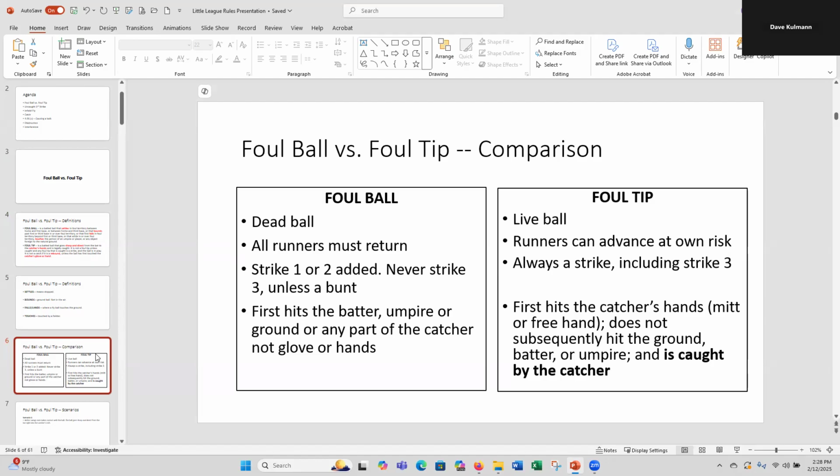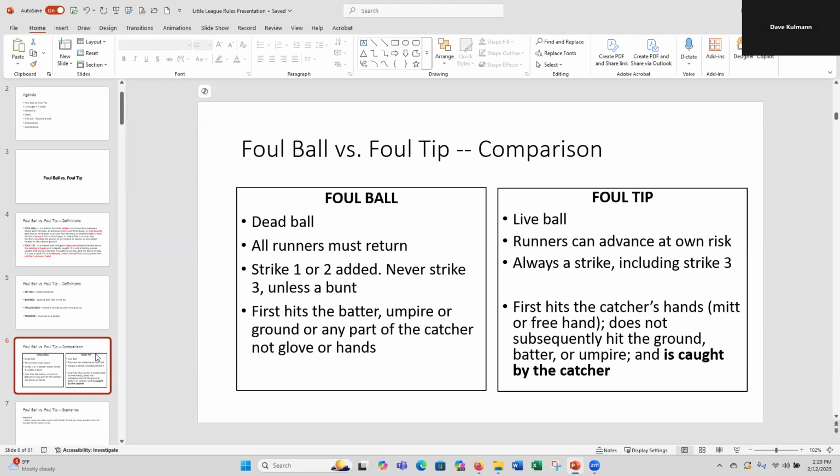In a foul tip, if the catcher throws down to second base and they get that runner out, the runner's out. So on a foul ball, a strike one or strike two is added. So if they have zero strikes or one strike after the foul ball, you add one. But you never strike out on a foul ball unless it's a bunt. On a foul tip, it's always a strike. Whether you have zero strikes, one strike, or two strikes, you add a strike, including strike three. So they are out.